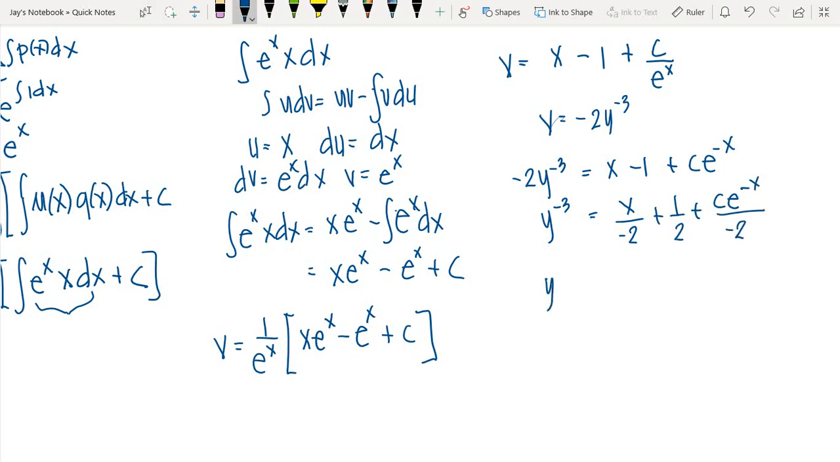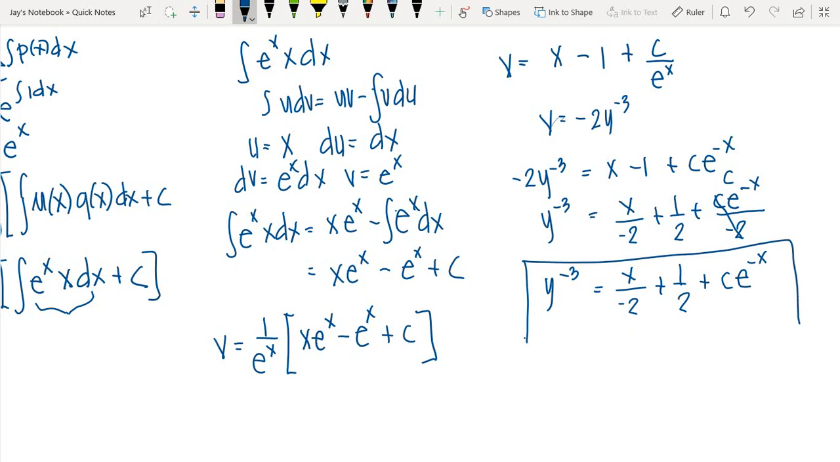So we have y raised to negative 3 is equal to x over negative 2 plus 1 half. However, we know that c over negative 2 is equivalent to c, correct? So it's still the same as a constant. When we multiply or divide a number by a constant, the result would still be a constant. The result is c times e raised to negative x. This is the general solution of the differential equation.